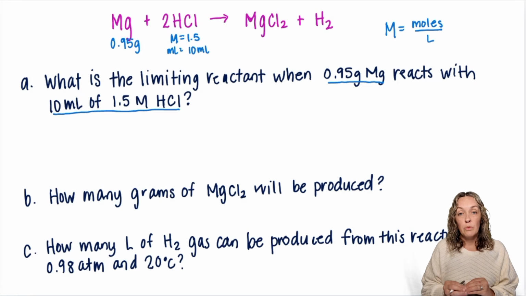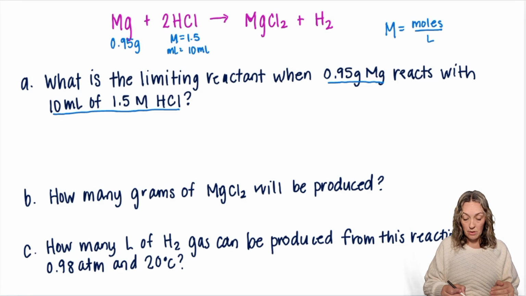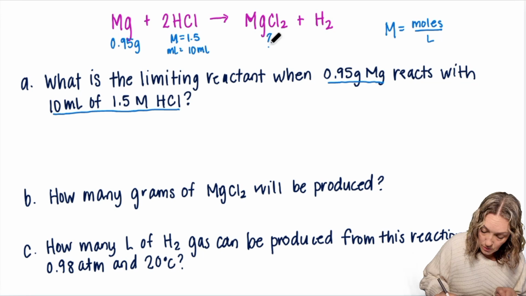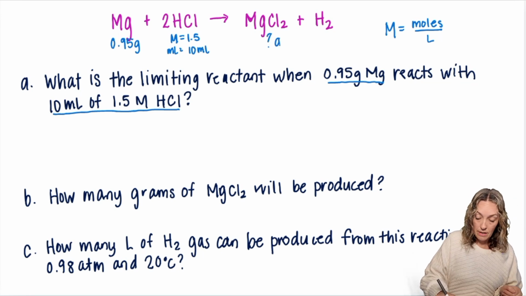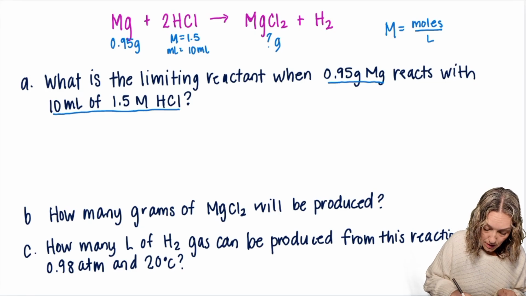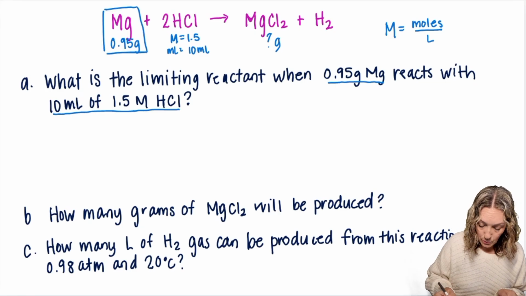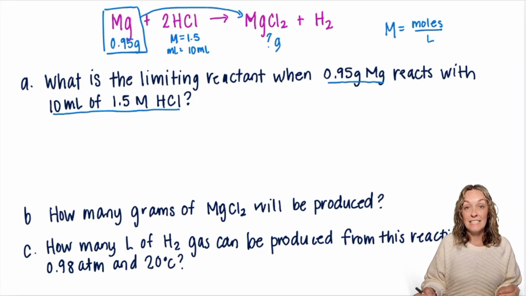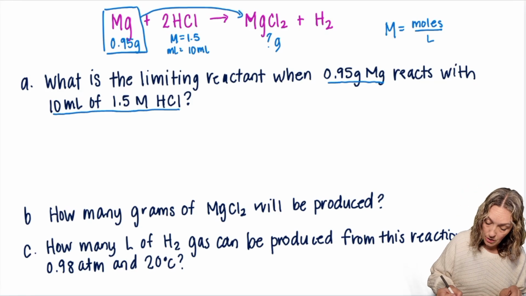Now, that being said, we can often save ourselves some time if we read the next part of the problem. The next part of the problem is asking me how many grams of MgCl2 will be produced, so I'm going to choose to find my amount of MgCl2 in grams. Just like the previous problem, I am going to start with one of my reactants, and I'm going to determine how much of the MgCl2 I can produce if I use all of that reactant.